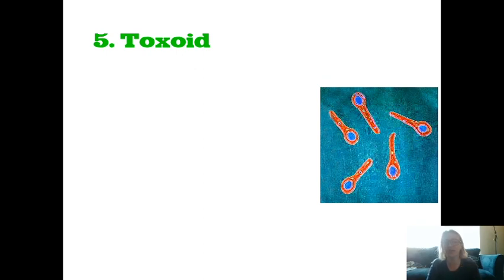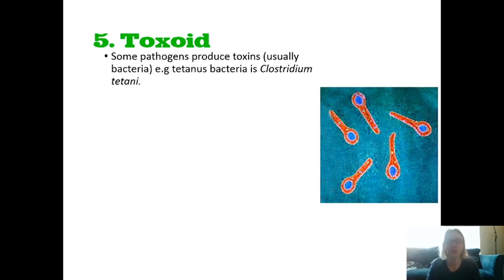So another example is a toxoid. Toxoids are when we get exposed to a particular toxin. We get vaccinated with a particular toxin that is produced by the pathogenic organism. A good example of that is the tetanus injection. The tetanus vaccination will contain a small amount of the toxin that is produced by Clostridium tetani.